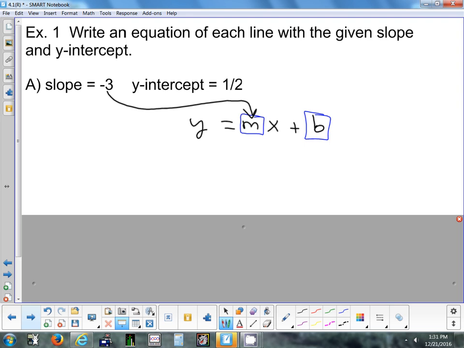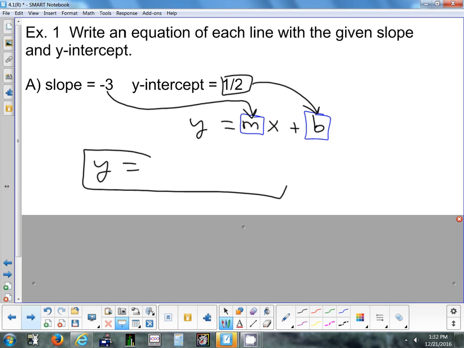Right? M is your slope. And Nini, what's B? Yeah, B is my Y-intercept. So you're going to plug that in right there, and that's it. Just fill in the slope, fill in the Y-intercept. So who can tell me my final answer? What are you going to write on your line that says Y equals what? Yeah, go ahead, Maggie. Yeah, Y equals -3x plus 1/2. And that's it.